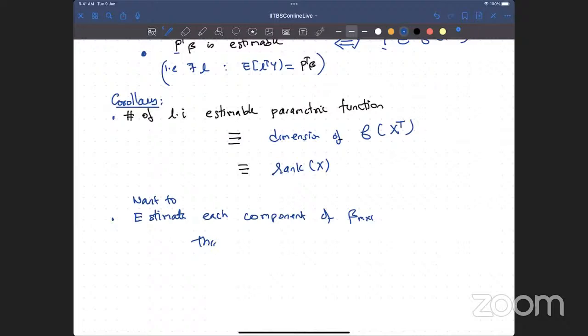If you want to estimate this, then from the above, what should the rank of X be? M, right? Because to estimate each component, you need m linearly independent P's. You take 1 in each position, because if you take 0, 0, 0, 1 in the ith position and 0 elsewhere, times beta, that gives me beta sub i.